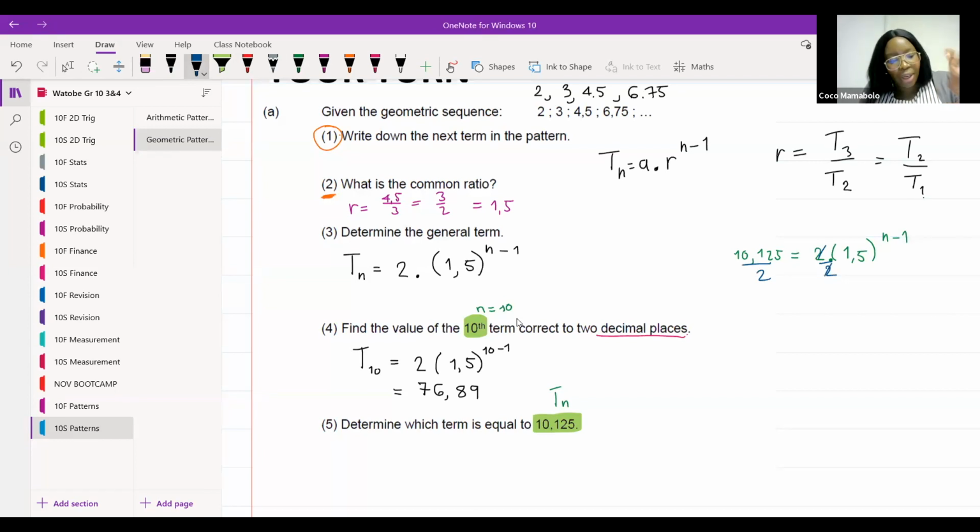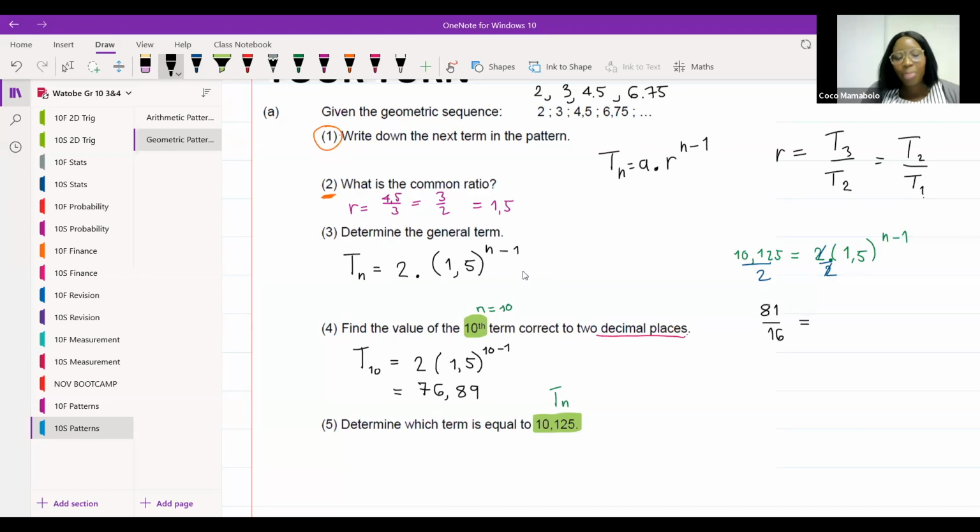Now, here's what's going to happen. As soon as you punch 10,125 divided by 2 into your calculator, it's going to give you a fraction. So I want you to give me the answer. What fraction does your calculator give you for 10,125 divided by 2? Good, 81 over 16.